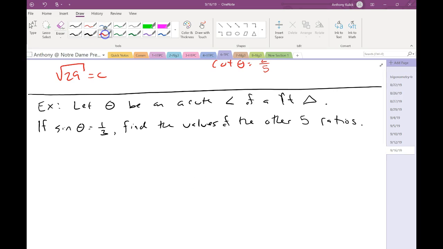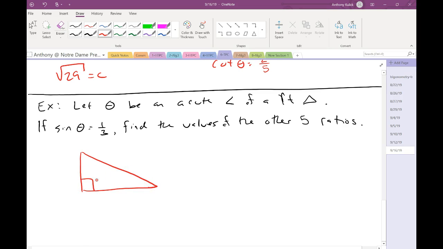So, in this problem, we're told that theta is an acute angle of a right triangle. We're told sine theta is 1/3, and we're asked to find the values of the other 5 ratios. What do you suppose should be the first thing we do to answer a problem like this? Yeah, let's draw a picture. The picture that we should draw in this case should be of a right triangle.